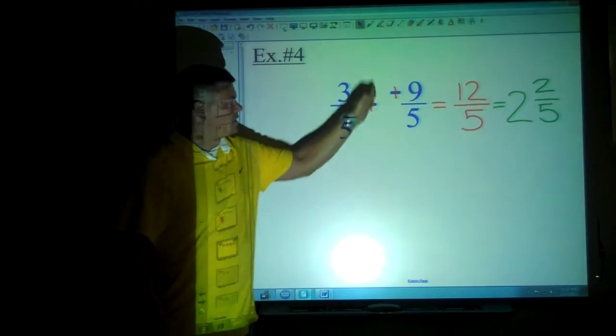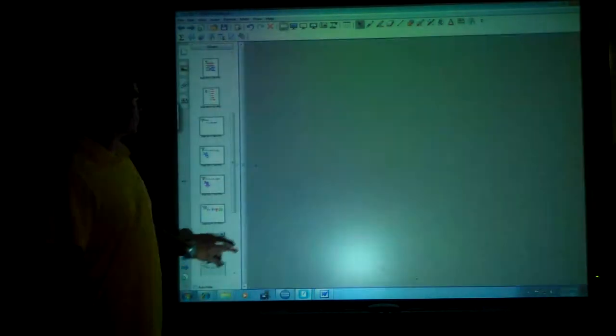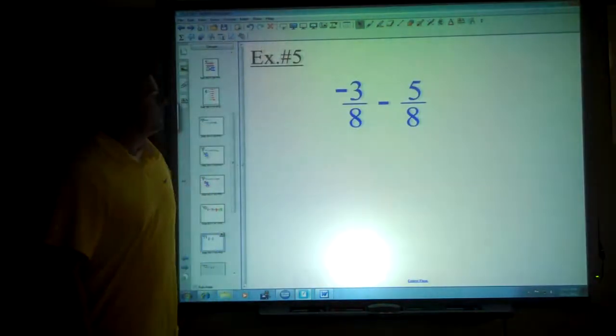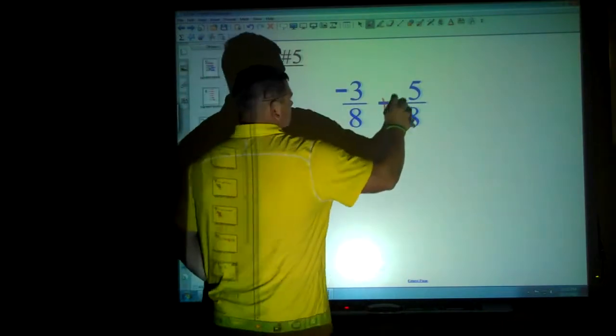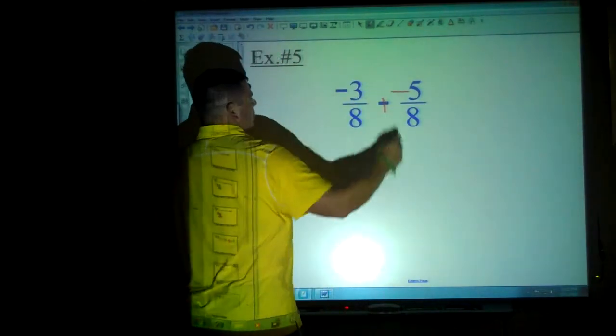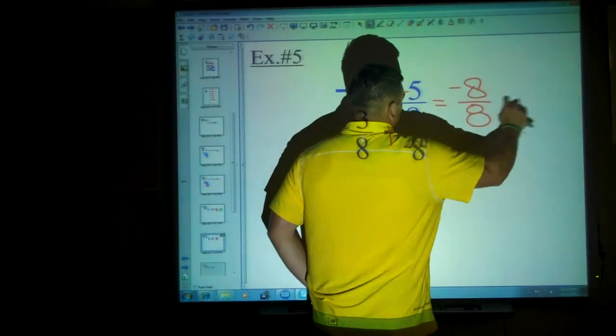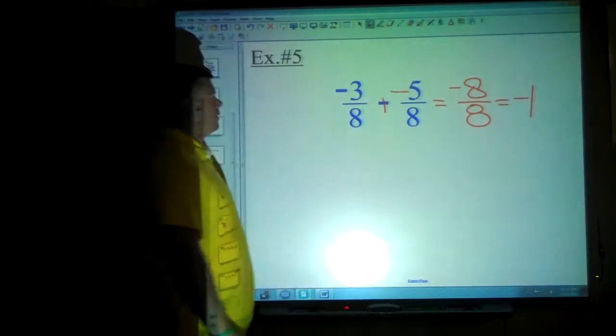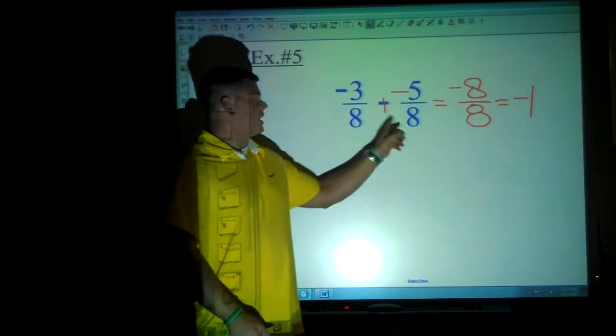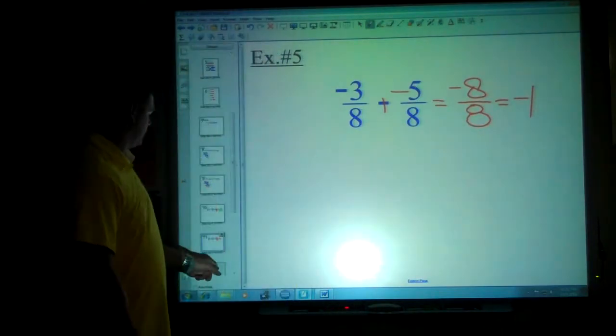But again, plus the opposite. If you change subtraction to addition, you must change the sign that follows. Okay? Plus negative. Negatives plus negatives makes more negatives. So we end up with negative 8 over 8, which is negative 1. Be sure to keep the same denominator. Big mistake is people add those and get 16.